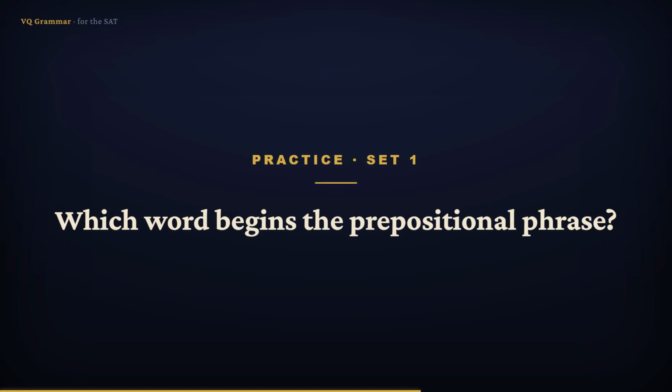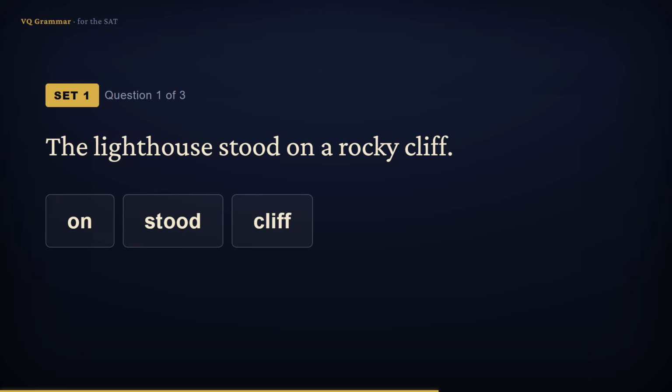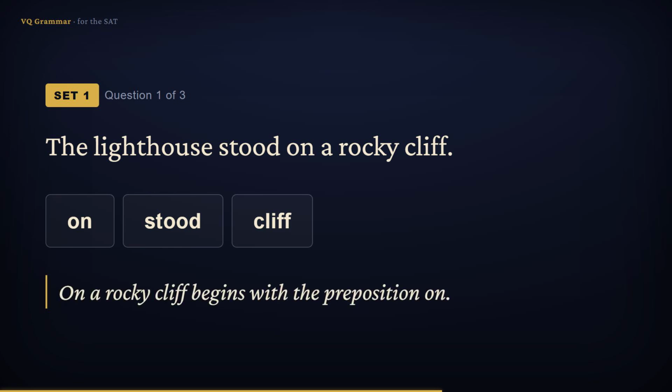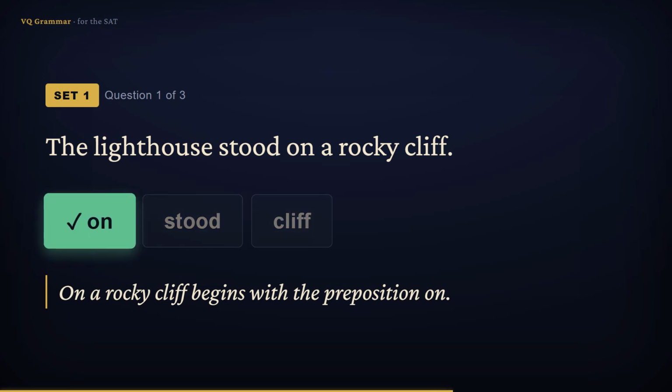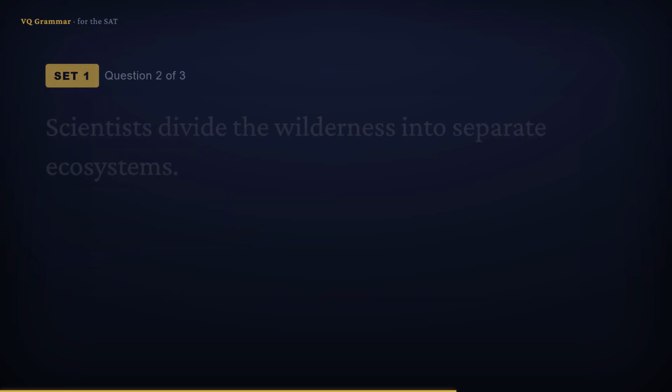Let's practice. In each sentence, pick the preposition that begins the prepositional phrase. Pause and try before I answer. The lighthouse stood on a rocky cliff. The phrase is on a rocky cliff, beginning with the preposition on. So the answer is on.